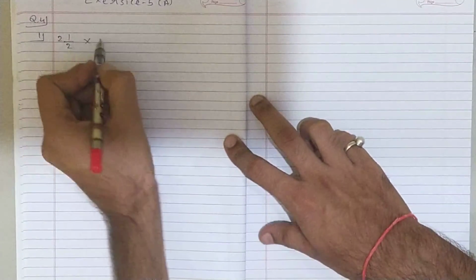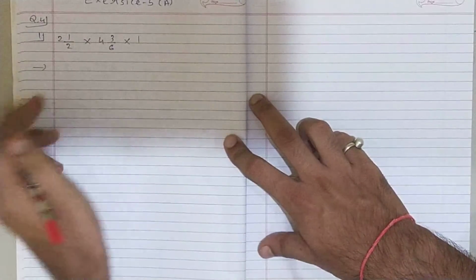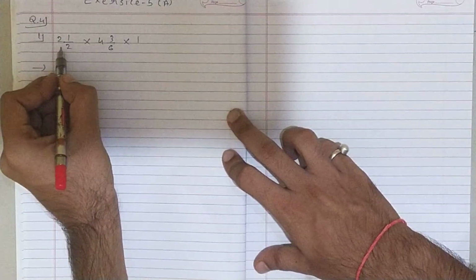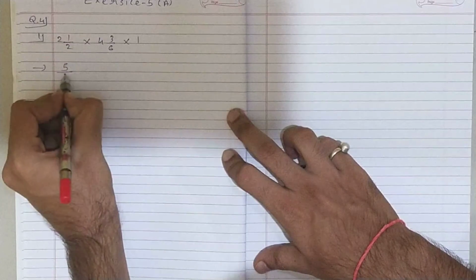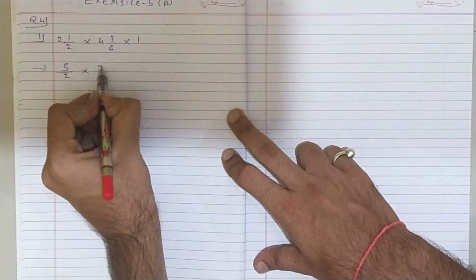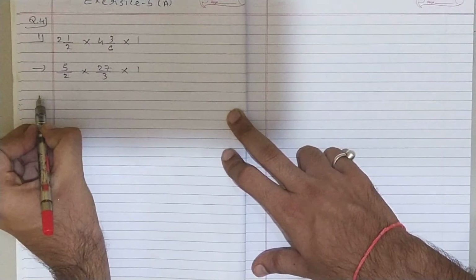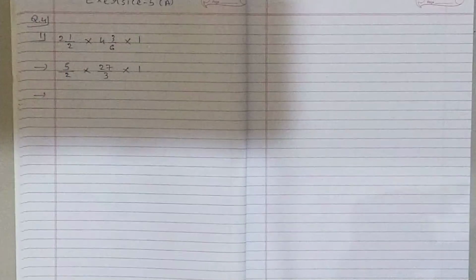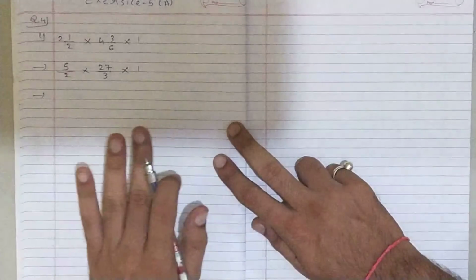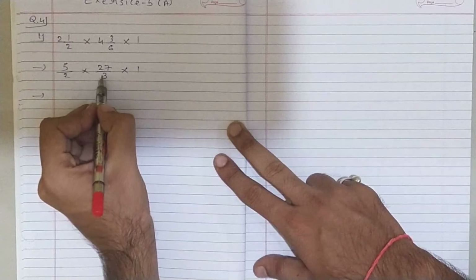2 whole 1 upon 2 into 4 whole 3 upon 6 into 1, right? First we have to convert these mixed fractions into improper fractions. 2 into 2, 4, 4 plus 1, 5, 5 upon 2 into 6 4s are 24 plus 3, that is 27 upon 3. Here it is 1. Now we have to look whether cutting is possible in a numerator and denominator. If it is, we must do it here itself and then we'll write the final answer. So here 27 and 3, the cutting is possible.